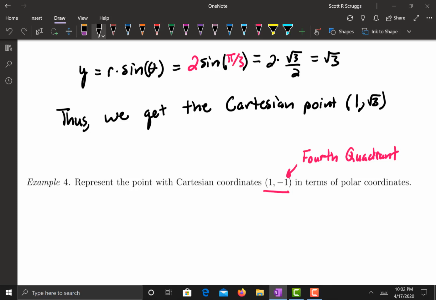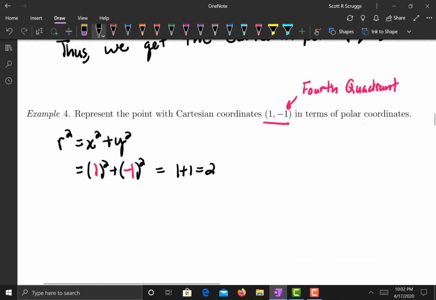Alright, so let's go ahead and figure out what r is. So using our equation, r squared equals x squared plus y squared. I'm going to substitute in +1 for the value for x. I'm going to plug in -1 for the value of y. I'll get 1 + 1, which equals 2. And again, taking the square root and assuming that the radial coordinate is non-negative, I get that r equals square root of 2.